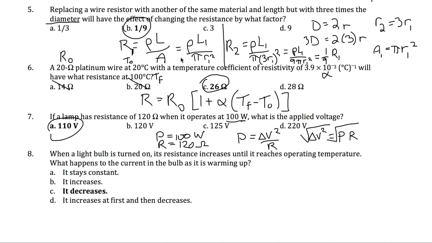And the last one, when a light bulb is turned on, its resistance increases until it reaches operating temperature. What happens to the current? Well, this is a conceptual one. When the resistance increases, that means you have more resistance to the flow of charges. That means you have less current. Now, a light bulb is not an ohmic device, but if you still consider Ohm's law, this also helps to remind you that as you increase the resistance, because it's in the denominator, the current is going to decrease.